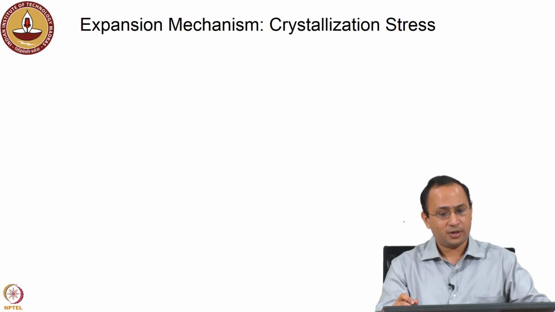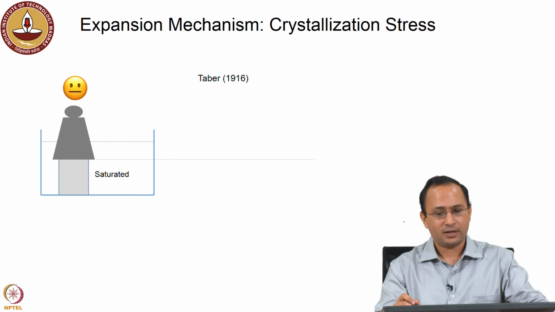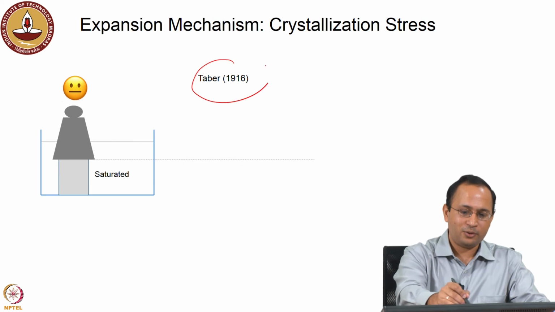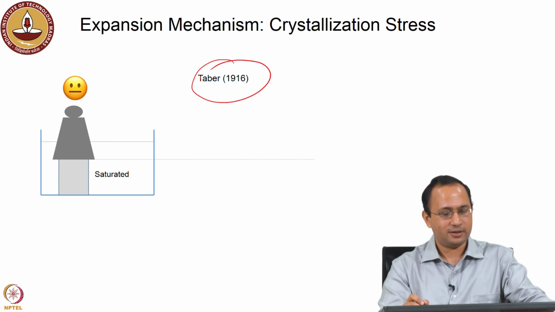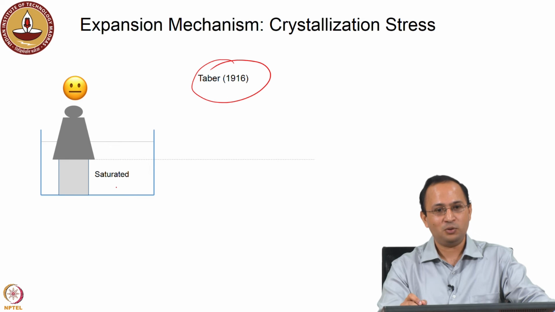Now, since we are talking about expansion, it is important to look into the mechanism. What is causing this expansion? What is the origin of it? So, a long time ago, Taber did a very interesting experiment in 1916, where you had a salt in its saturated solution, and you put a weight on it.